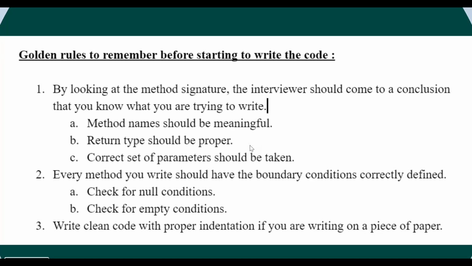And let's speak about the points A, B, and C. The method names should be meaningful, the return type should be proper, and it should have the correct set of parameters in it, right? So a method signature contains a return type, that should be proper. It should contain a method name, that should be proper as well, and it should contain the right set of parameters.